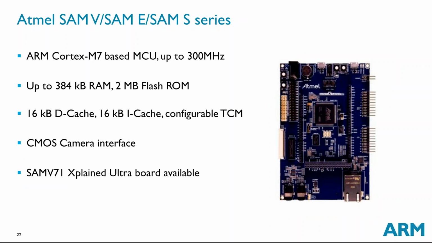The other family I would like to show to you is from Atmel. Atmel offers Cortex-M7 based MCUs in their SAM E, SAM S, and SAM V families. These devices run with up to 300 megahertz, which makes them achieve up to 2,000 CoreMark in total, which is unprecedented in Cortex-M devices so far. They each have 16 kilobytes of data and instruction cache, and that sits next to up to 2 megabytes of flash memory and up to 384 kilobytes of RAM.